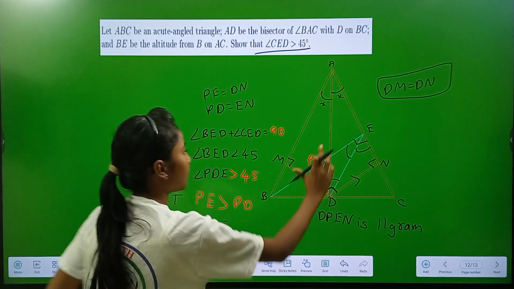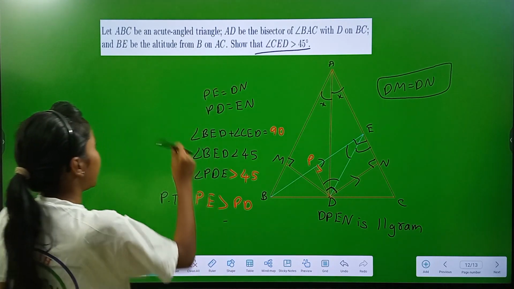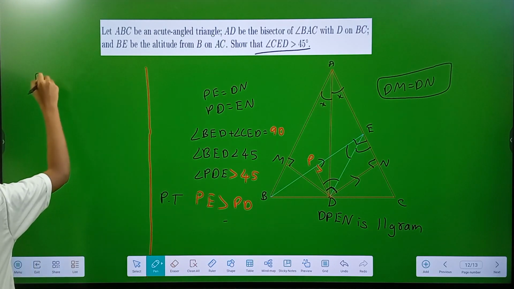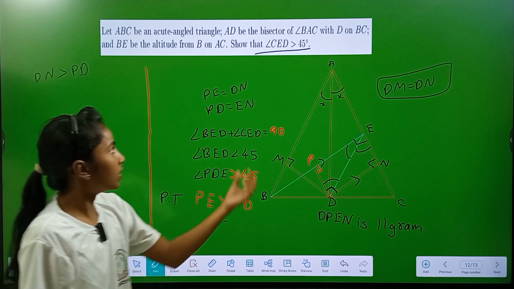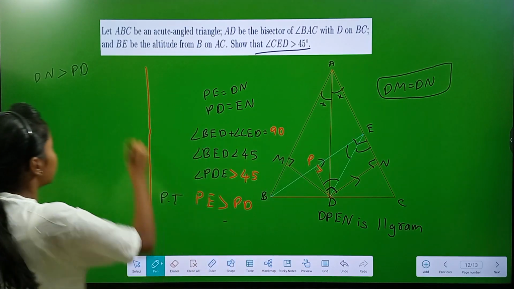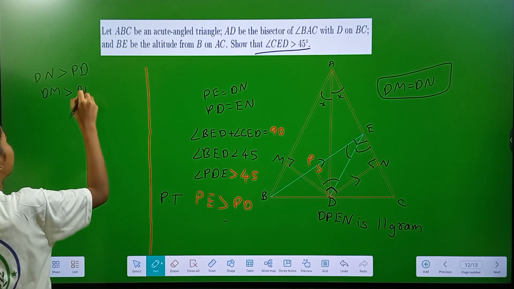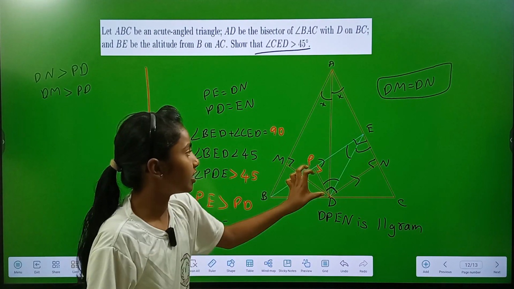Now we also have written that PE is equal to DN. Now we'll use this condition. So PE is equal to DN. Now we have to prove DN is greater than PD. And we also have DN equal to DM by the angle bisector. So we have to prove that DM is greater than PD. And this is DM and this is PD.